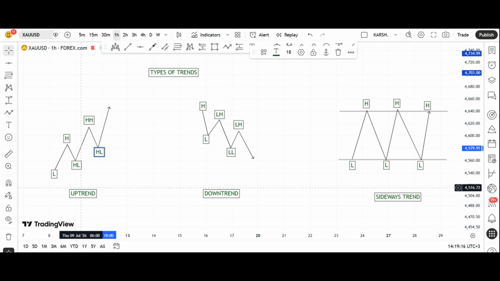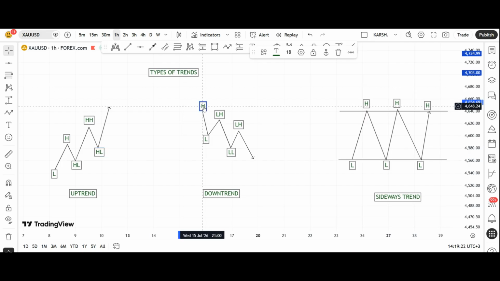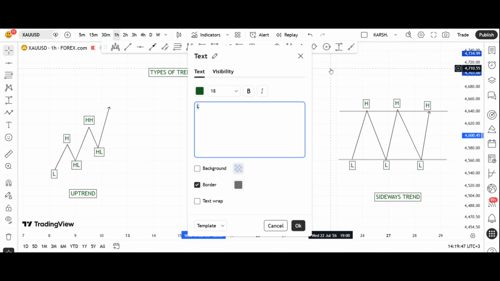How do we identify a downtrend? By looking at the series of lower highs and lower lows. This is a high created by the market, and the market came down and created a low. When the market went back up, it created a lower high, because this high is lower than the previous high. Then the market came back down and created a lower low, because this low is lower than the previous low created here.